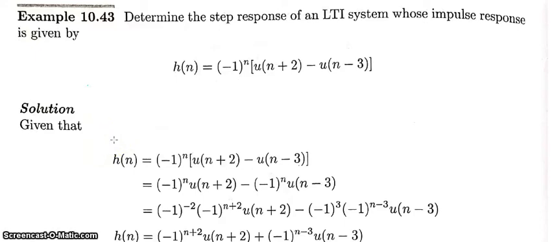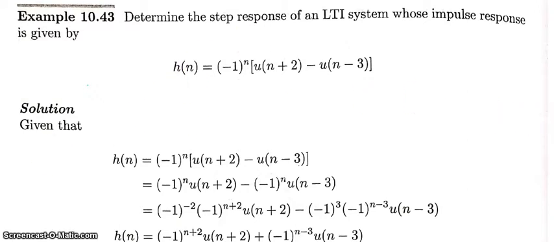In this lecture we'll see how to solve certain problems related to LTI system analysis using Z transform. And the question is, determine the step response of an LTI system whose impulse response is given by h of n equal to (minus 1) raised to n into [u of n plus 2 minus u of n minus 3]. So we are asked to find the step response, and we are given the impulse response of the system.